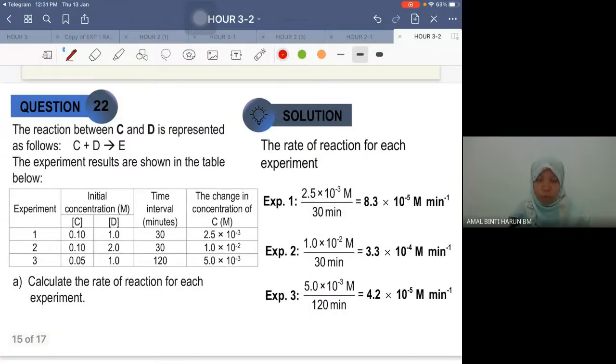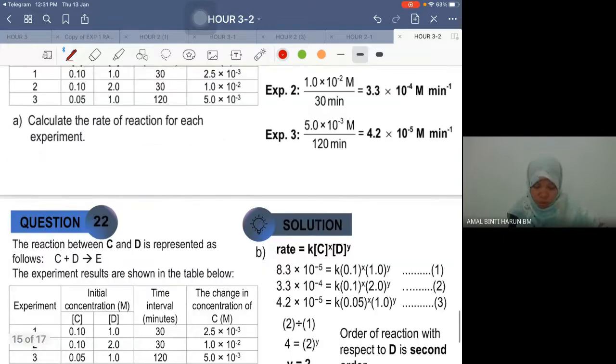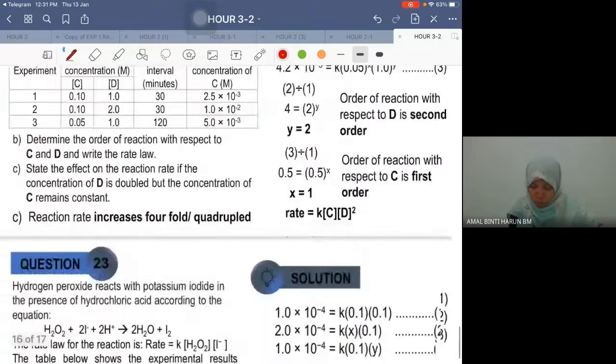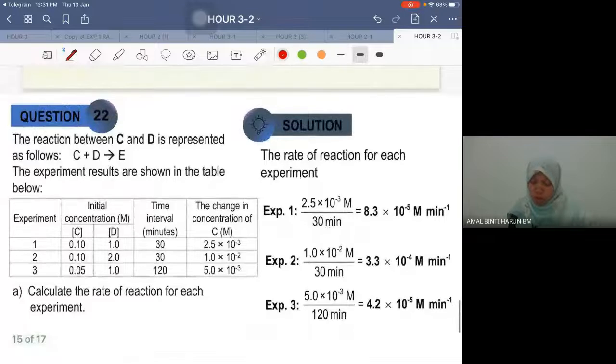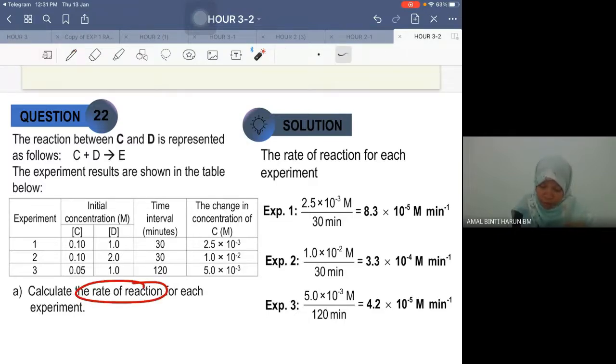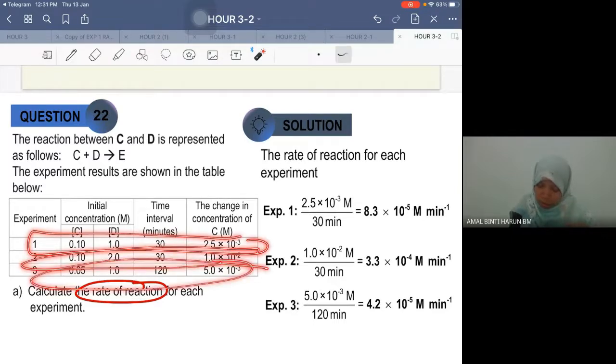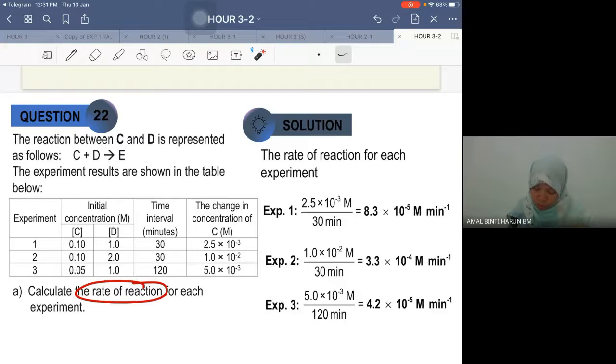Okay. 22, ada 23 pula. Okay. So 22 pun sama, ulang proses yang sama. Calculate the rate of reaction. So apa yang you kena buat? You nak cari rate, you ada eksperimen ini. Nak tahu rate. So you buat apa?